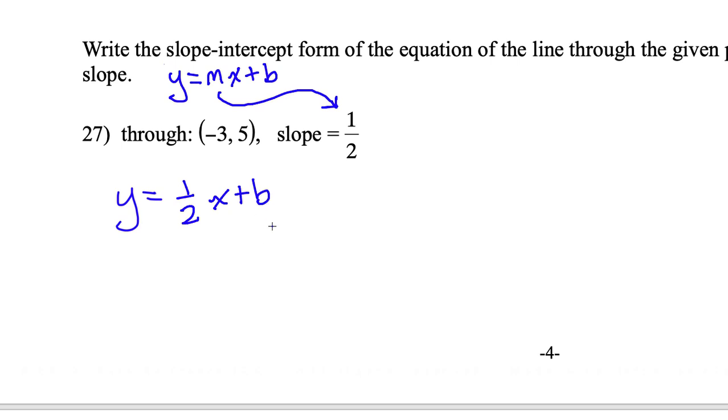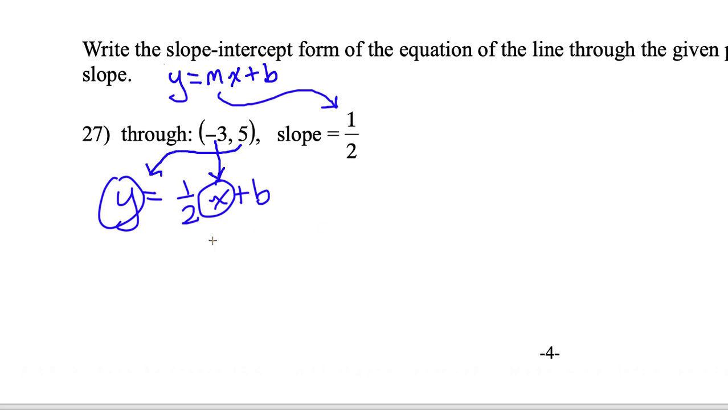And now the only thing I need to find is this b. Once I find that b, then I'll have the answer. I'll just fill it in. The way that I do that is I fill in my other variables. I have variables x and y, and hey, check it out. I have an x and a y. So I'm going to fill in those variables. This negative 3 is going to go into that x. This 5 is going to go into that y.